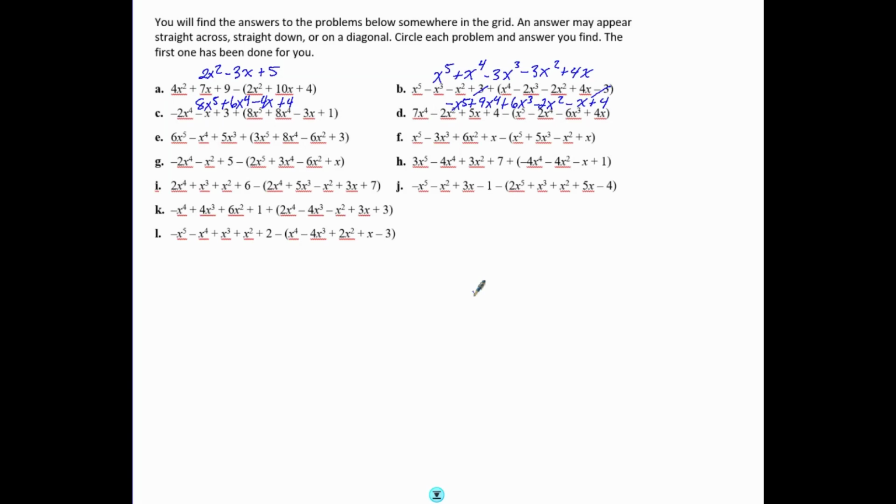Alright, so that's all that's going to be covered for this last question. You can do the rest and check them later. But good luck on your test, on your Polynomials test.